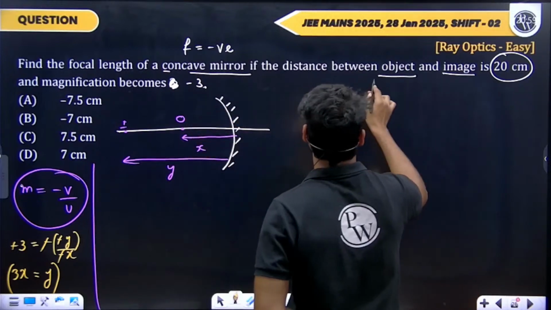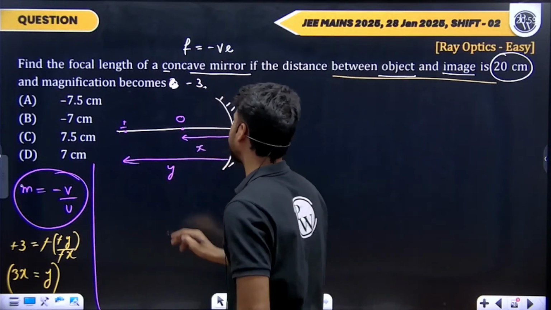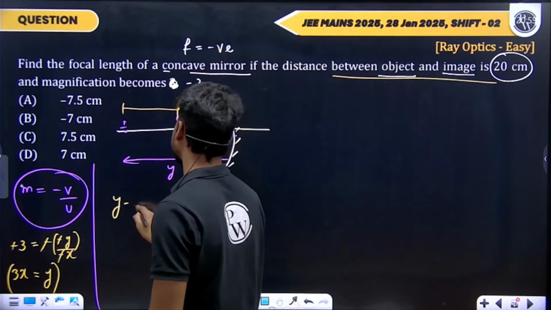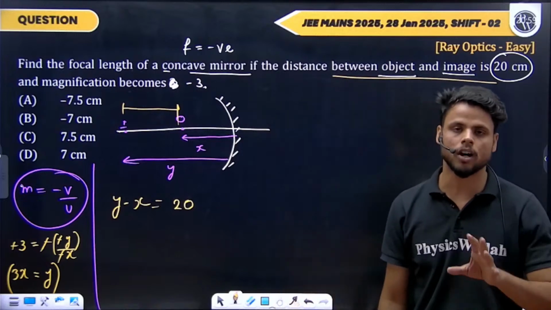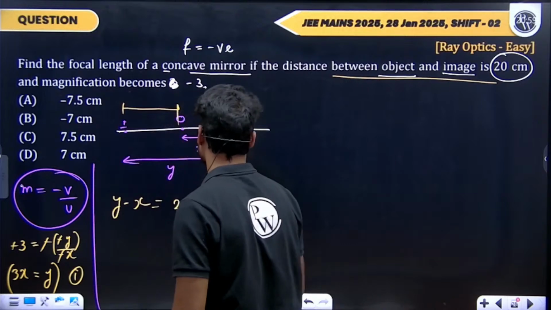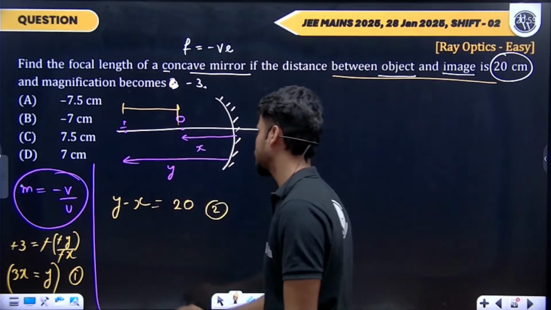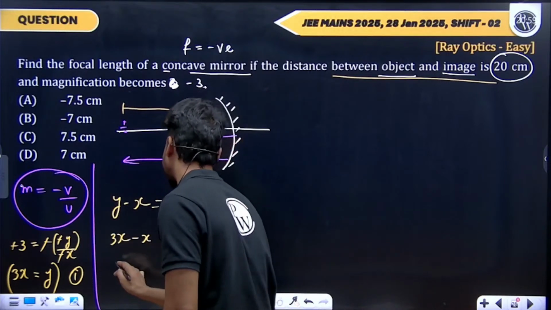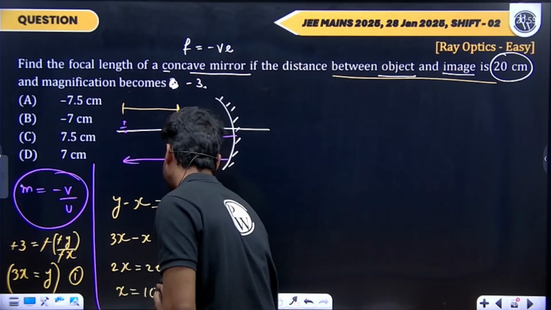From the statement we can say the distance between object and image is 20 centimeter. So what would be this distance? This distance would be y minus x. So y minus x will be 20 centimeters. All the units are in centimeter. This is our first equation. This is our second equation. Now after putting y equals 3x in the second equation, what we will get? We will get 3x minus x equals 20. From here I can say that 2x equals 20, and from here x equals 10.